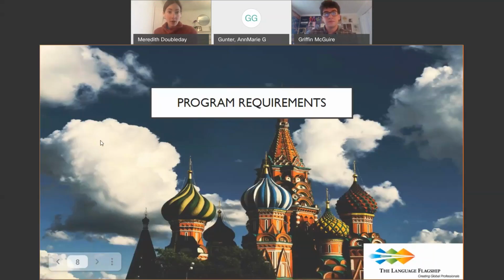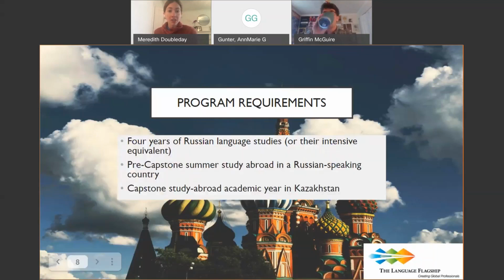So in order to participate, if we take a look at the next slide, what are the program requirements? And as you'll be able to see here, the program requirements are actually pretty vague. And that's meant purposefully so that we can work around everything else that students are doing and are interested in. First, 4 years of Russian language studies or their intensive equivalent. So this means that if students come in their first year, they start off in 101, then they're going to be in great shape to complete the flagship on time. They could come in later and do some sort of accelerated summer coursework.